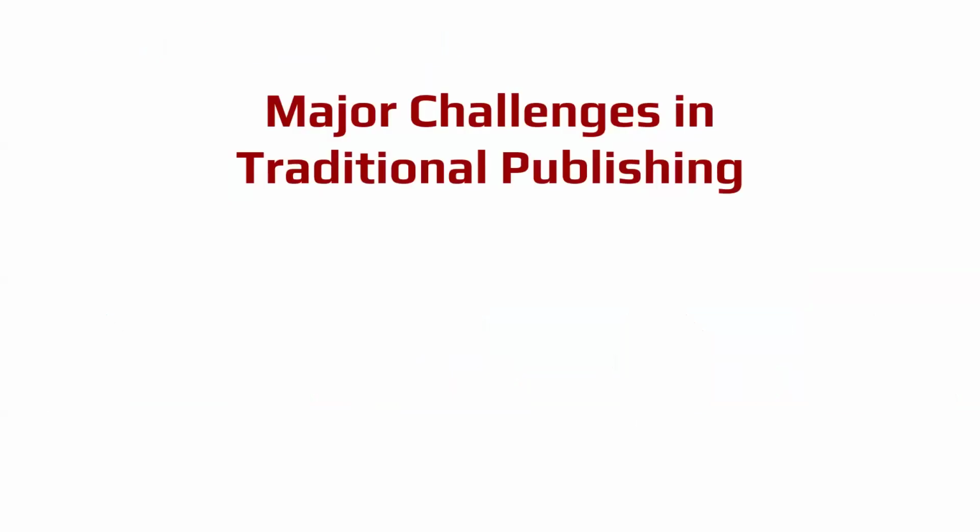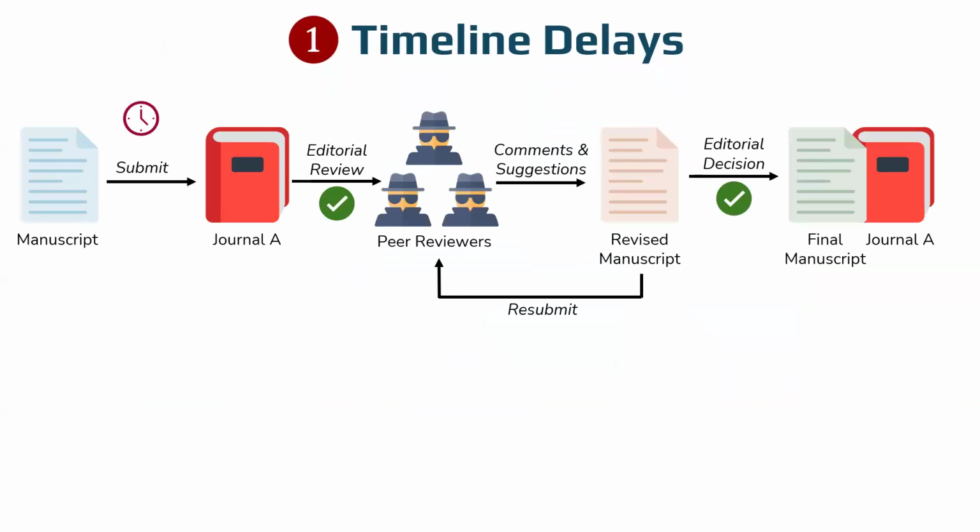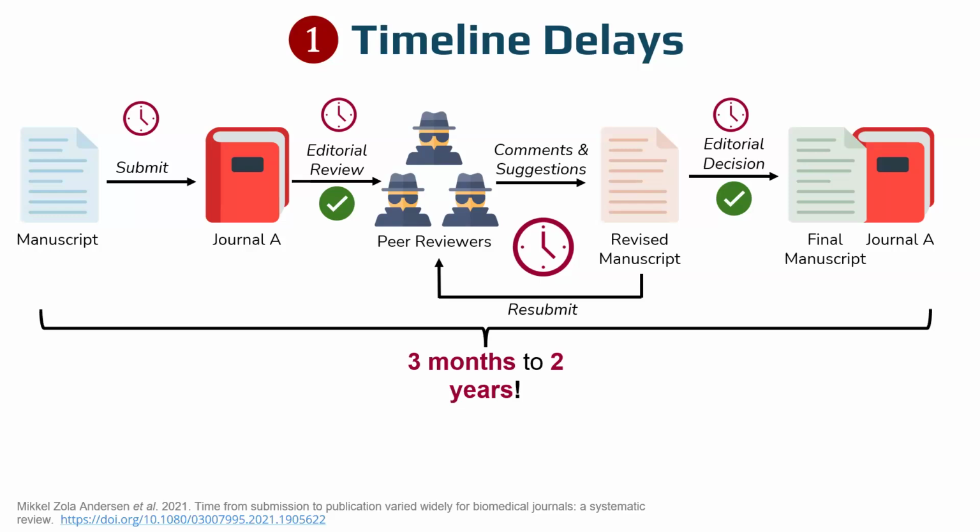So one of the major challenges in the traditional publishing system is the timeline delays. As you all know, this whole process takes time. You have to submit, and it takes time. The editorial approval takes time. The reviewing takes a lot of time, and again, the editorial decision takes time. So all of this is time delays. And some studies estimated that these delays are between 3 months to 2 years. So from the time that a manuscript is submitted until it's accepted, this could take anywhere between 3 months to 2 years, which is a lot of time.